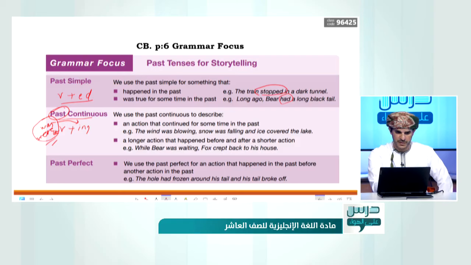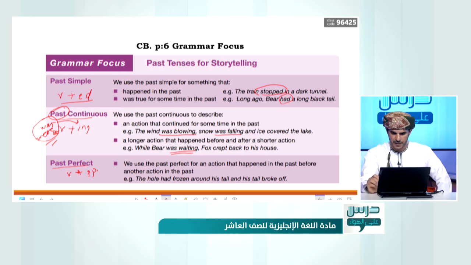When do we use past continuous? We use it for an action that continued for some time in the past, or for a longer action that happened before and after a shorter action. Like here, the wind was blowing, snow was falling, was waiting. Okay, and about past perfect, we use it with the verb plus past participle of the verb. Past participle means the third type, the third category of the verbs.